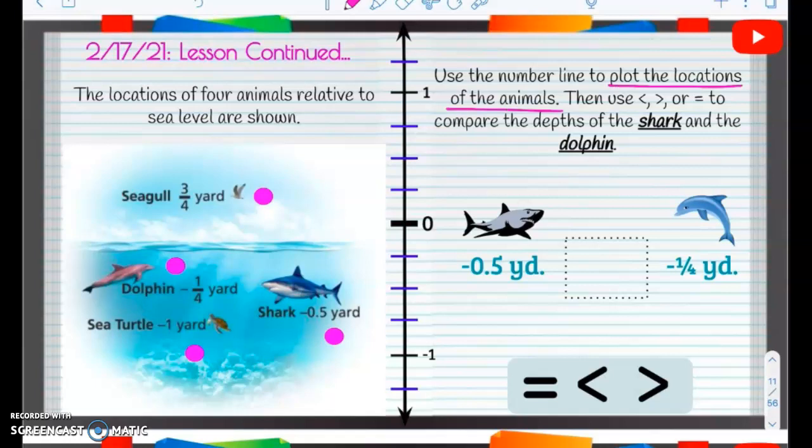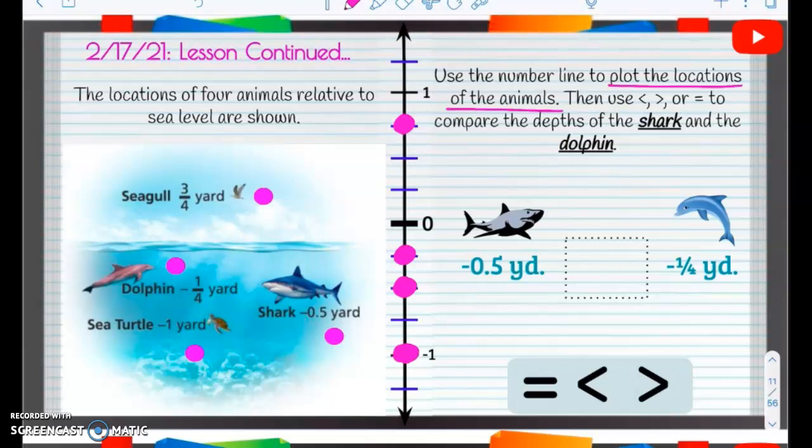The seagull is 3/4 yard. So 1, 2, 3/4 above 0. That'll be the seagull. The dolphin is -1/4. So -1 of those 4. The shark is -5/10 or -1/2. So it's going to be negative down here. And then -1 is going to be that sea turtle, which will be down here.